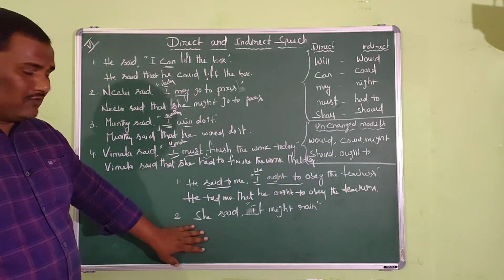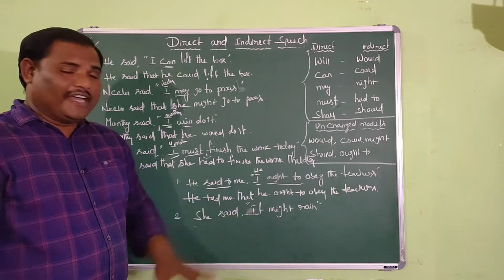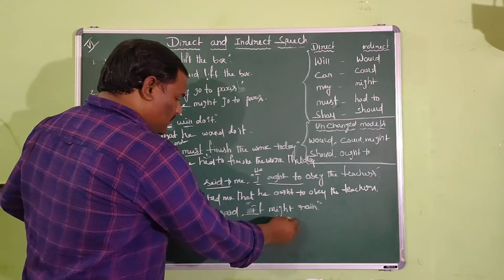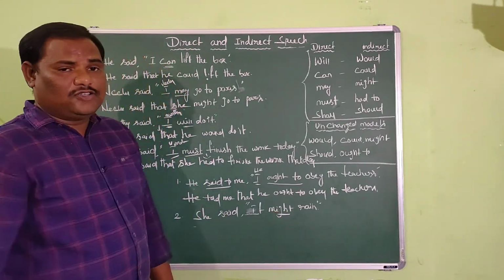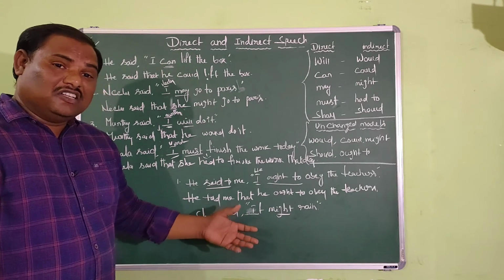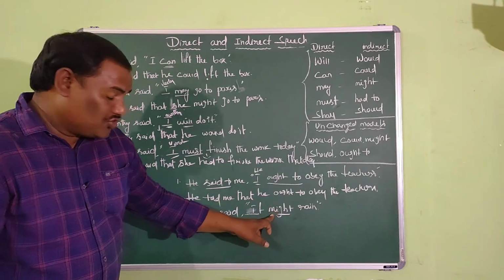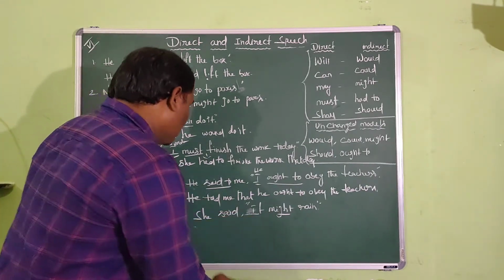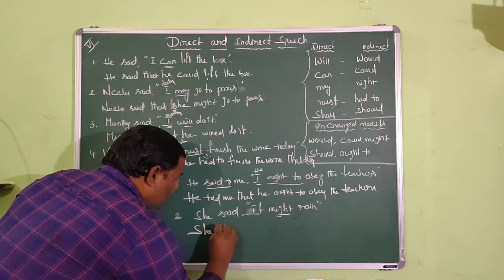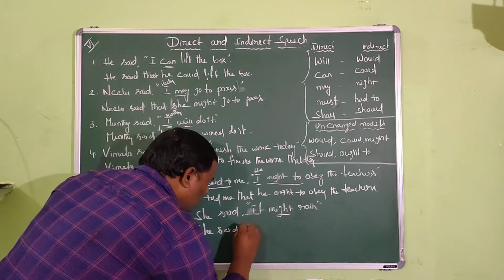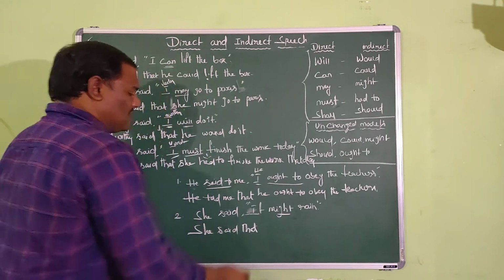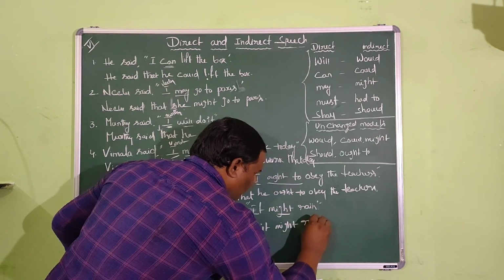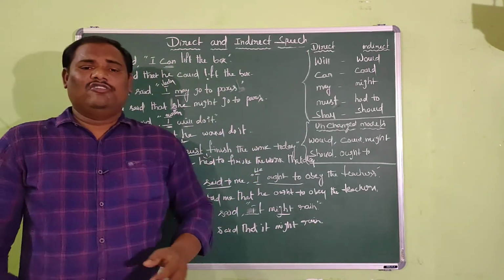Okay, we shall go to the next one, dears. She said it might rain. In the reported speech, you could see the modal auxiliary might is used, and when we convert this direct speech into indirect speech, we should never change this modal auxiliary. Might can be used as it is even in the indirect speech. Then the answer will be she said. So instead of quotes and comma, I can go for using the conjunction that. So might can be written as it is, might rain. So this is the answer for this.